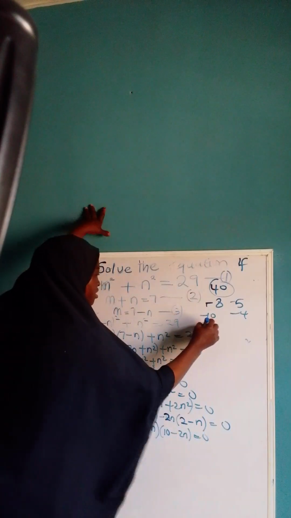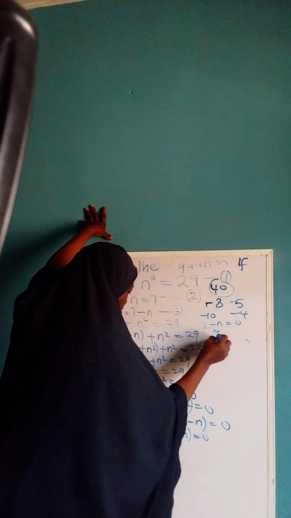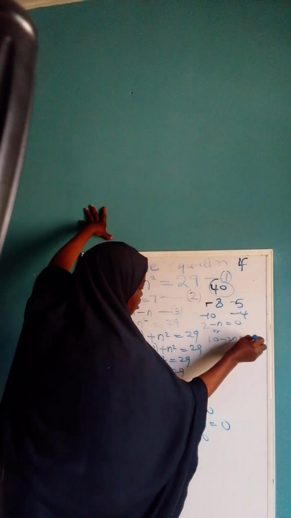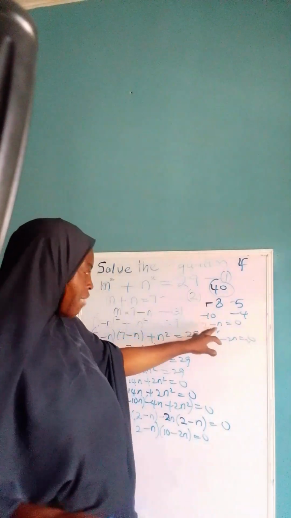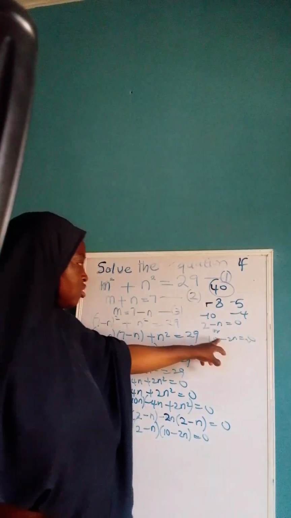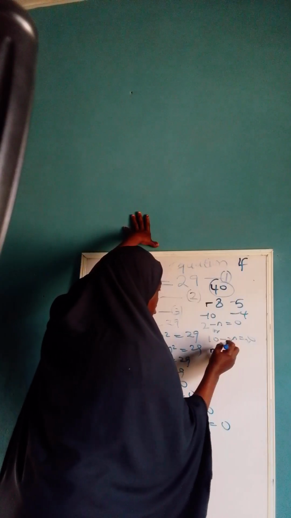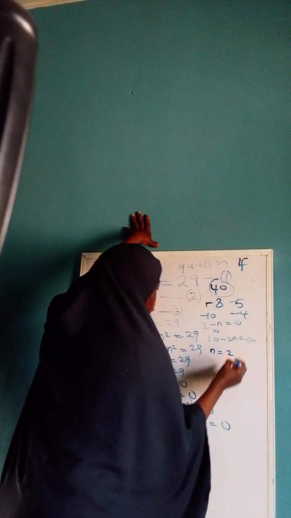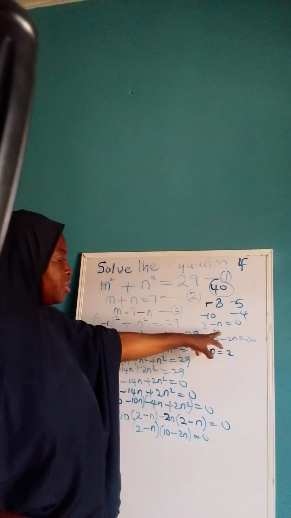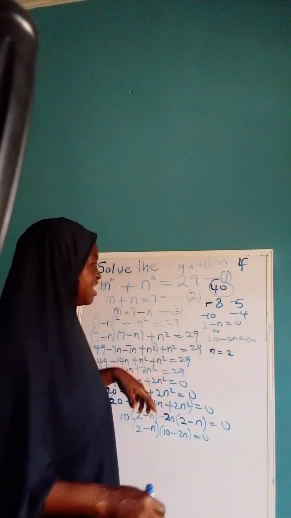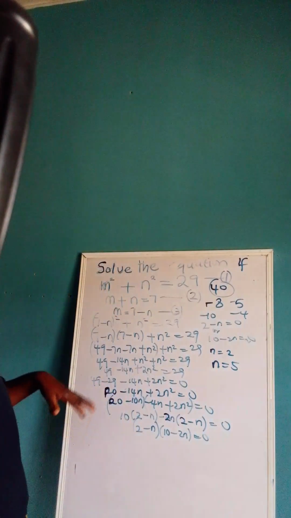So 2 minus n equals 0, or 10 minus 2n equals 0. If 2 minus n is equal to 0, it means that n is equal to 2. If 10 minus 2n is equal to 0, it means our n is equal to 5. So now our n is either 2 or 5.